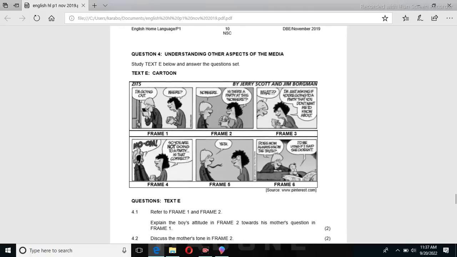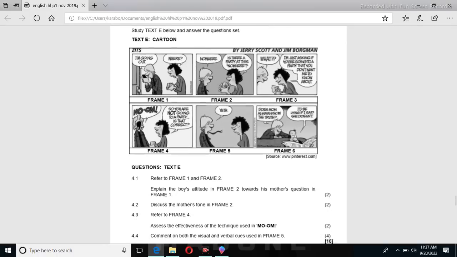So we have a cartoon here called Text E Cartoon by Jerry Scott and Jimmy Bachman. Now, I want us to treat this as a comprehension. For those of you who have watched my English comprehension tutorial, you already know how we work, okay, guys? That we do not start by reading or looking at the cartoon. We're going to treat this as a comprehension. It's similar, guys. The only difference is that now this one is visually represented and there is speech here, but it's very much similar.